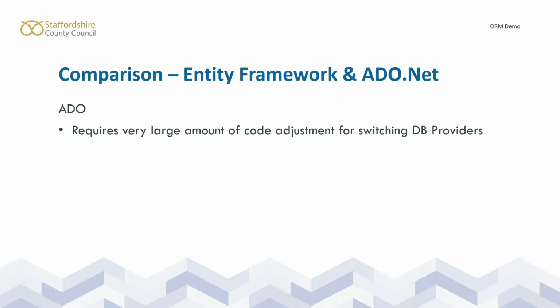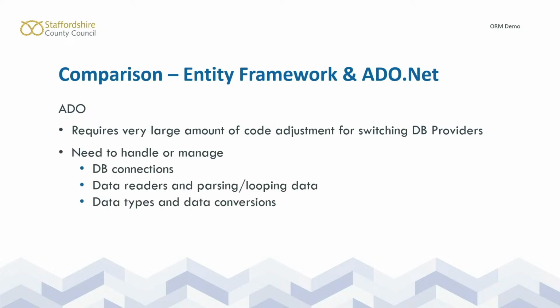So just doing a comparison between Entity Framework and ADO.NET. You need a large amount of code adjustment if you're going to swap database providers, SQL to Oracle, Oracle to SQL, SQL to Postgres. It's horrendous. I've done that sort of project before, and it's taken forever. You need to manage the database connections and the data reads. You have to loop around the data. You've got to make sure all the data types and data conversions are correct.